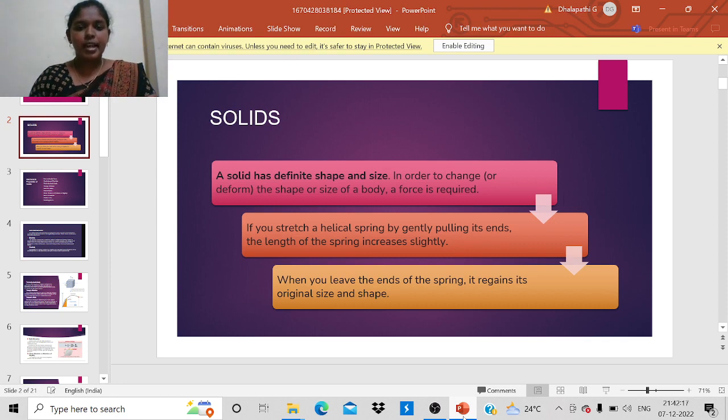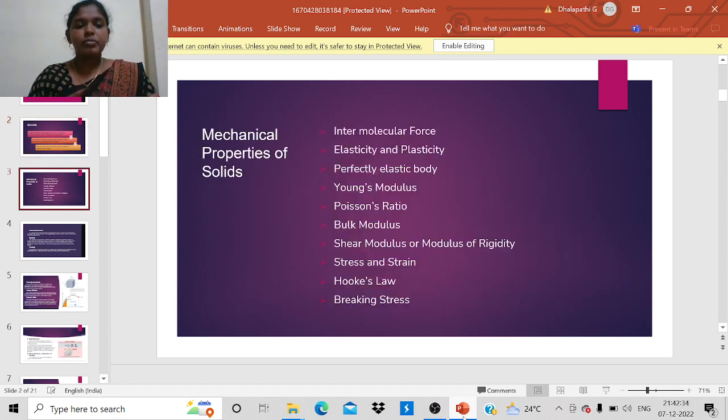If you stretch a helical spring by gentle pulling at the end, the length of the spring increases slightly. When you release the ends, the spring regains its original size and shape. In solids, all particles are very closely packed.